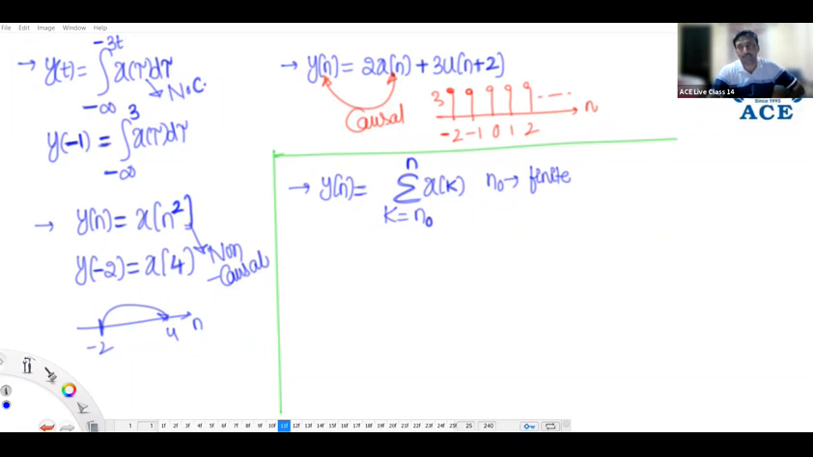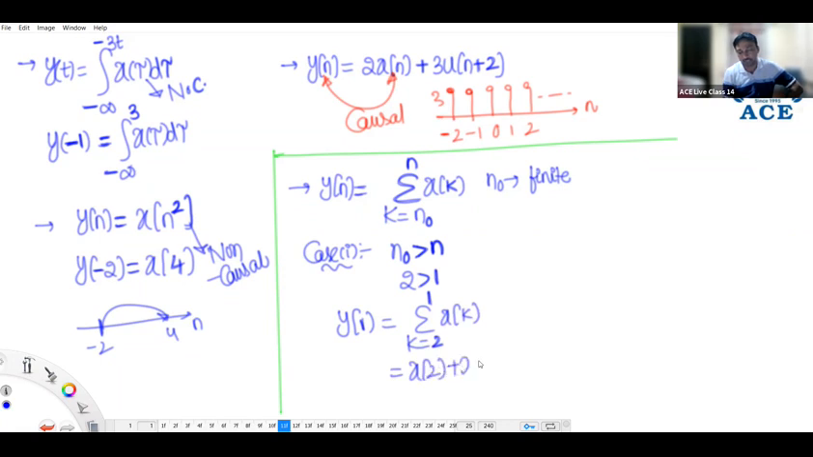because n naught may be greater than n or less than n. Chance is there for both. Suppose we have chosen a specific case like n naught greater than n. For understanding purpose, I am taking 2 and 1. So what will happen to the expression y1 equals sigma k equals 2 to 1 of xk? That is x2 plus x1. So we have taken output at 1, input is required for 2. N naught greater than n, non-causal.